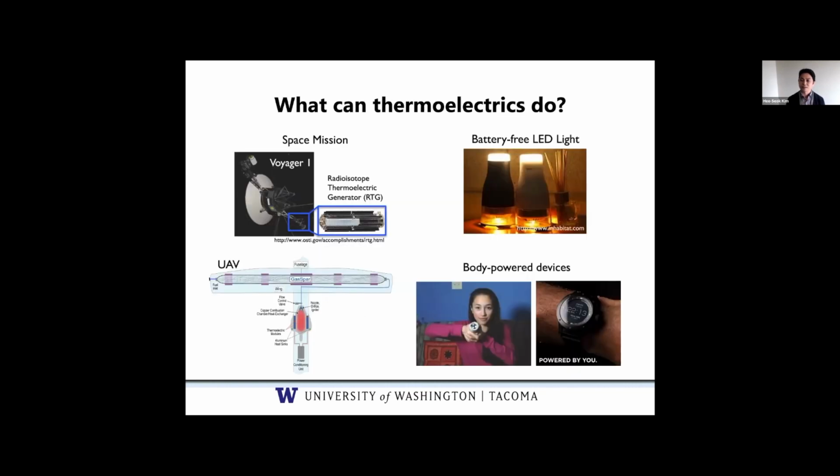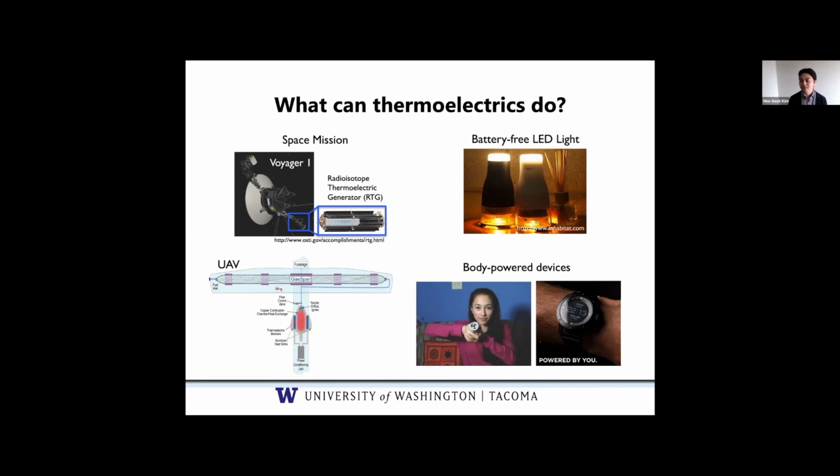What can thermoelectrics do? As we know, Voyager 1 is still traveling, powered by a radioisotope thermoelectric generator, which uses a nuclear reaction in the core to create high temperature and captures the cold temperature outside. Such a temperature difference of up to 1,000 degrees Celsius provides electric power to Voyager 1, which is still traveling after more than 40 years. And it is proven that thermoelectric devices are durable.